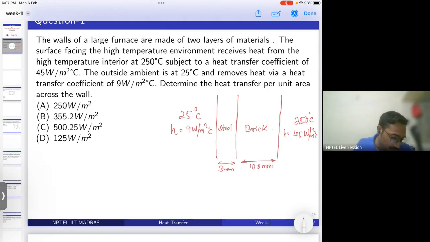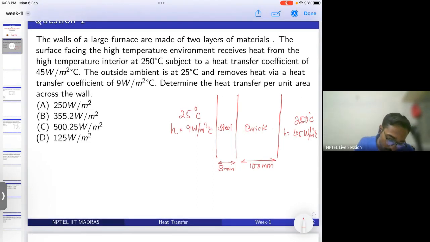So these are the given things in the question. There will be a heat transfer from the interior to the ambient. We have to determine the rate of heat transfer, that is the heat flux, which is basically the heat transfer per unit area. So basically we have to find out the heat flux in this question. I will give 2 to 3 minutes for you to attempt. After that, I will start. Those who got the answer can write it into the chat box.